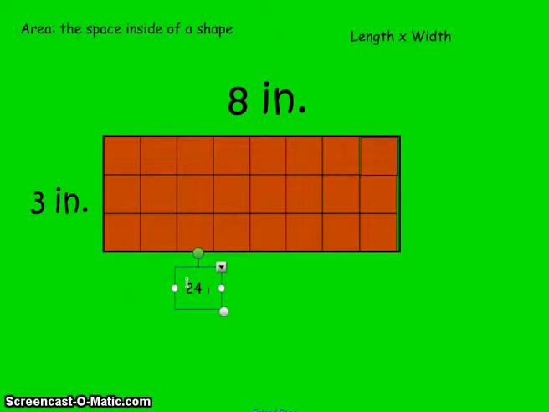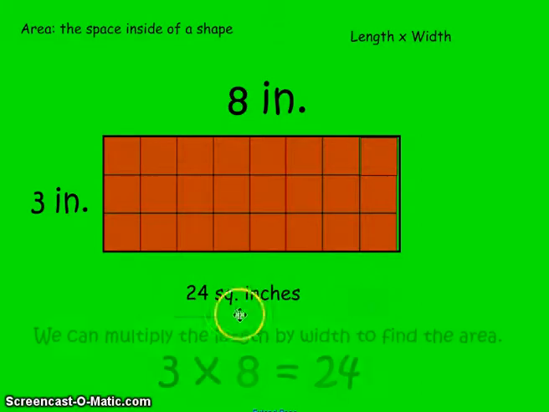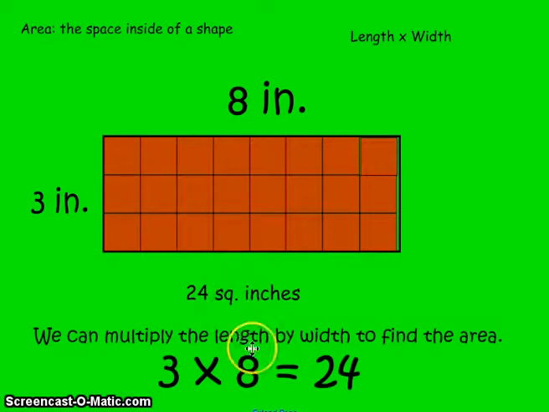But remember, it's not 24 inches. That's how we measure perimeter. This has to be in square inches because it's asking us how many squares could fit inside. And I could fit, oh, look, there you go. We can multiply length and width to find the area. 3 times 8 is 24. 24 square inches. That's how I could fit 24 squares inside of this shape.